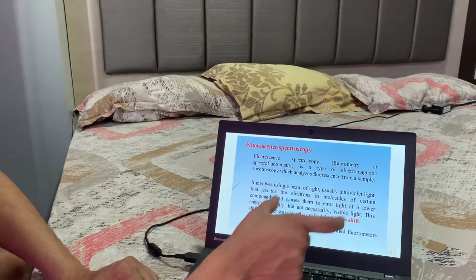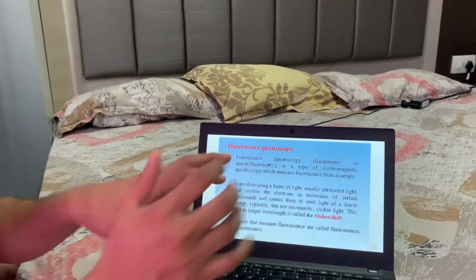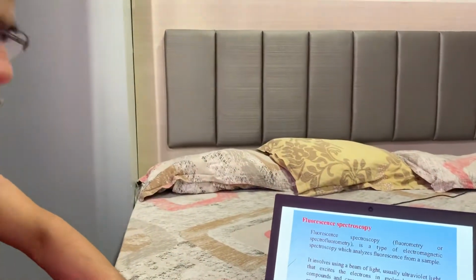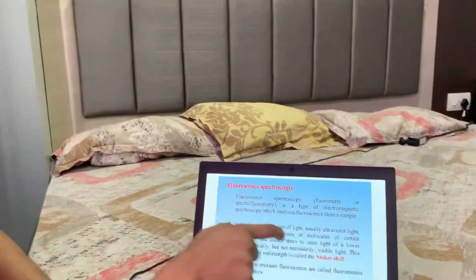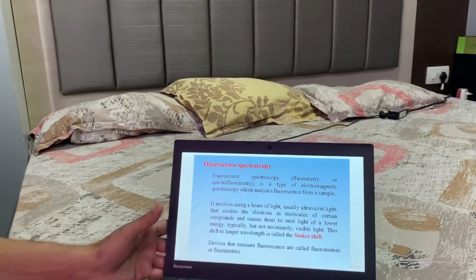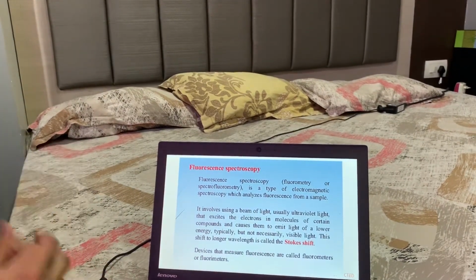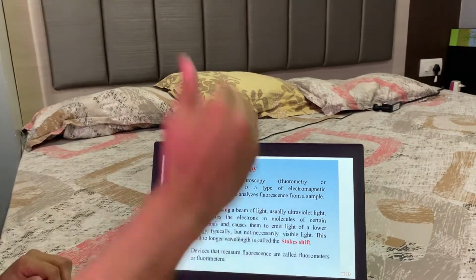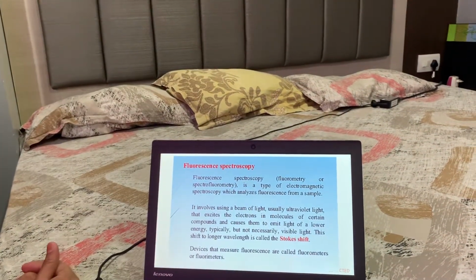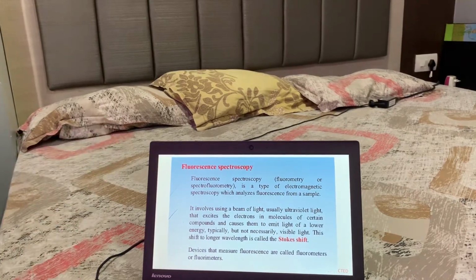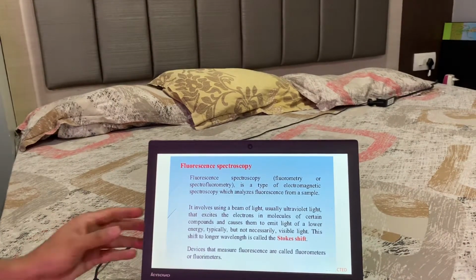So again, I will try to explain the same thing. One thing you need to remember in fluorescence spectroscopy, there are two important aspects. One is called the Stokes shift, and one is called the Jablonski diagram. It's nothing extraordinary. When ultraviolet light or a beam of light excites the electron of a molecule of a certain compound, it emits light, and when it comes back to the lower energy, there is a shift, and this shift is called the Stokes shift.